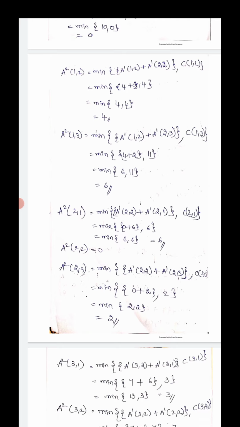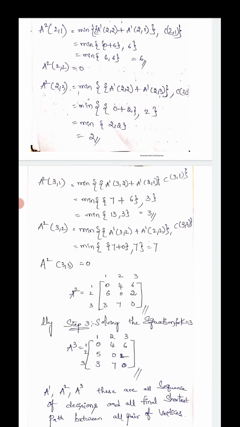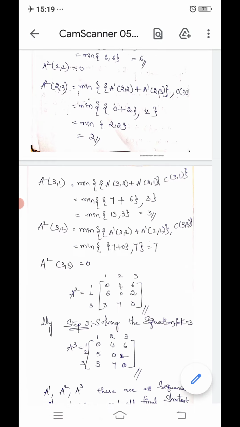Likewise, when calculated, A2 of (2,1), A2 of (2,2), A2 of (2,3) and A2 of (3,1), A2 of (3,2), A2 of (3,3) will be 0 where they are diagonal or unreachable. Now calculating this way, A power 2 is 0 4 6, 3 7 0. Similarly, in the same manner, step 3, solving for k equal to 3, we get A power 3 equal to 0 4 6, 5 0 2, 3 7 0.